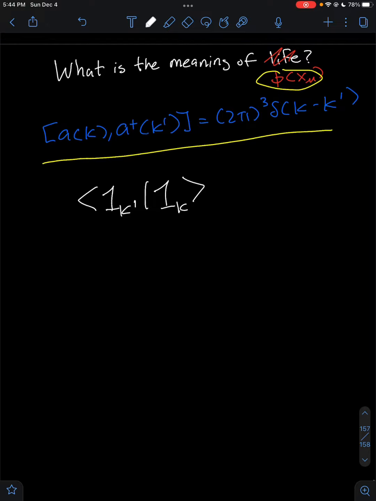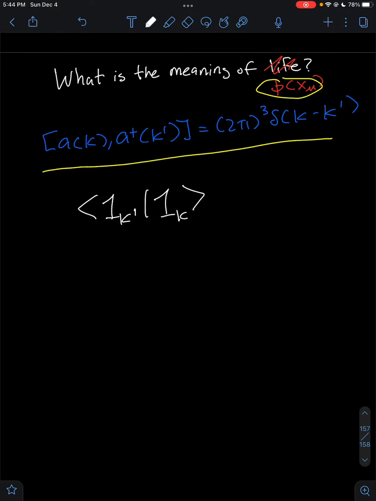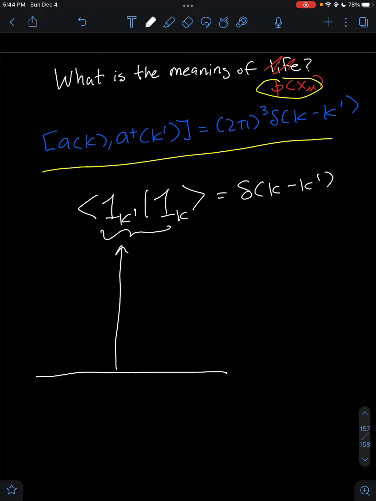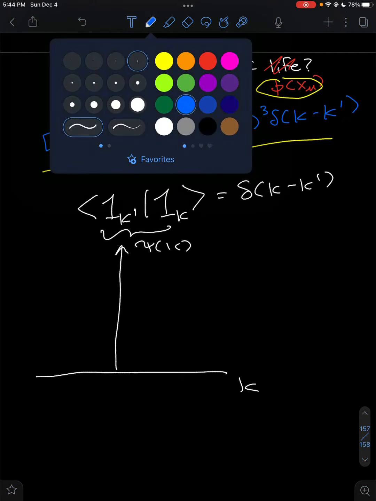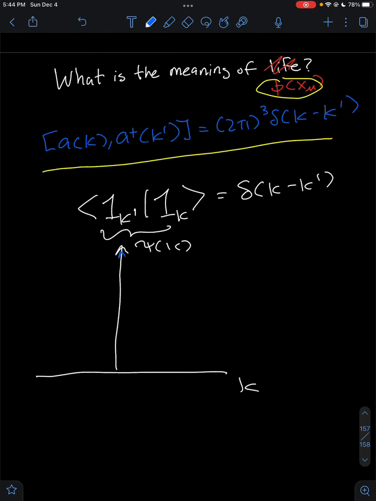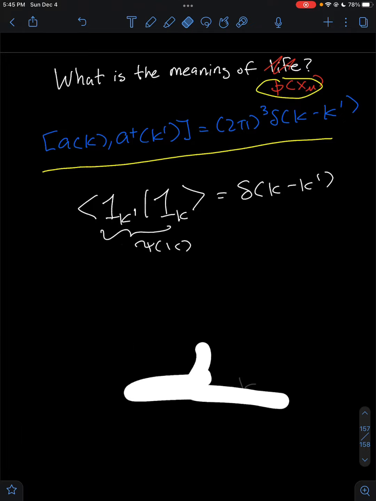Now we know from quantum mechanics that it should be something like delta of k minus k prime, meaning that this product represents the amplitude that we find a particle having momentum k. So if you were to graph this, we would get a delta function that peaks at where k equals k prime, so like maybe right over here, and it's zero everywhere else. So we should find a similar result in quantum field theory, and indeed we do.